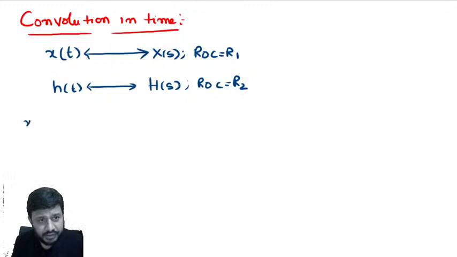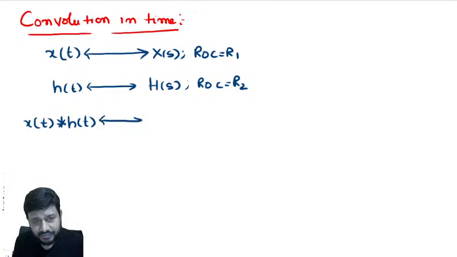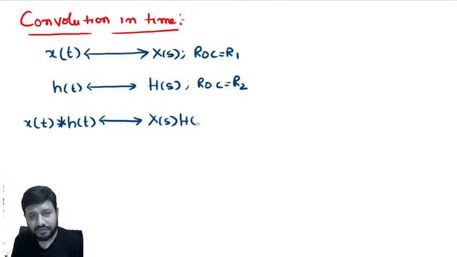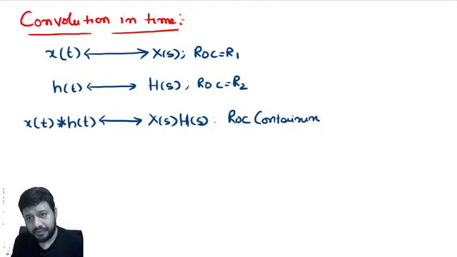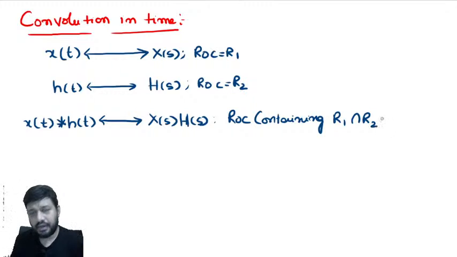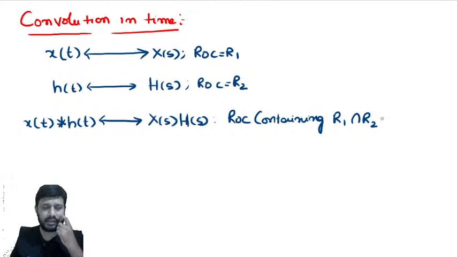then x of t convolved with h of t, that is the output of the LTI system, forms a Laplace transform pair with X of s multiplied with H of s, with ROC containing R1 intersection R2.